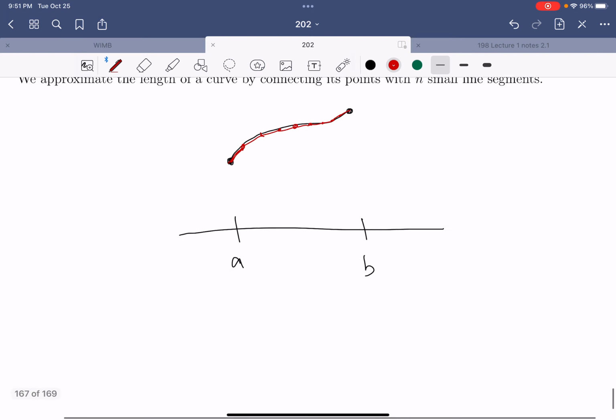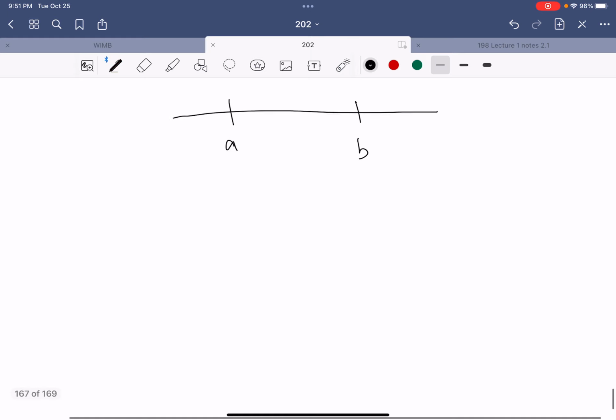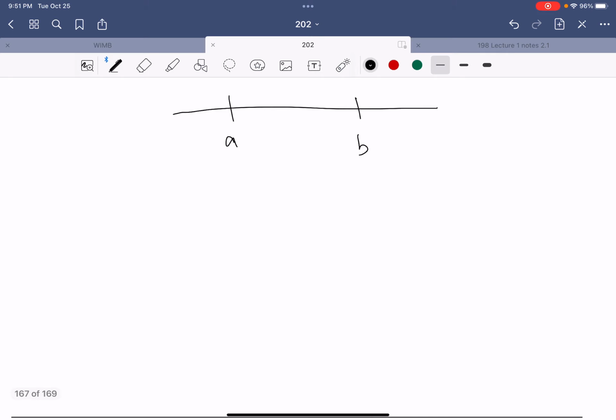So how do we do that? Okay, well, what we want to do is find the distance from one point to the next to find the length of each line segment. Well, the distance formula, the distance between 2 points, x1, y1 and x2, y2, is the square root of x2 minus x1 squared plus y2 minus y1 squared.